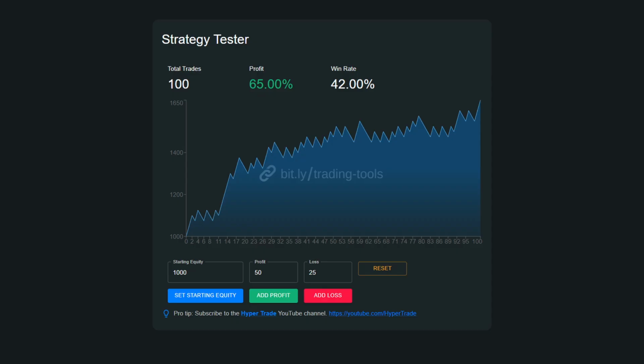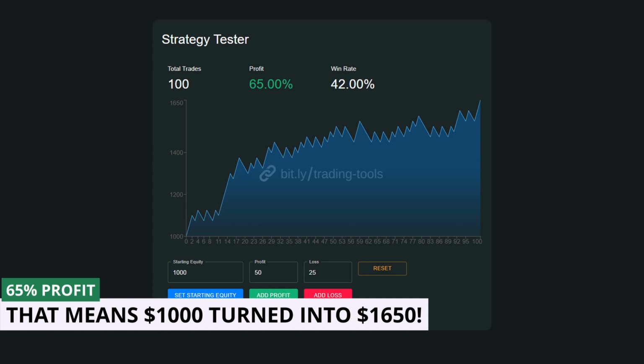We have finished testing our strategy and here are the results. As you can see, the winning rate of this strategy is 42% and our account size has increased by 65% within 100 trades. That means this strategy is making some good money. In conclusion, this strategy works very well for trading.